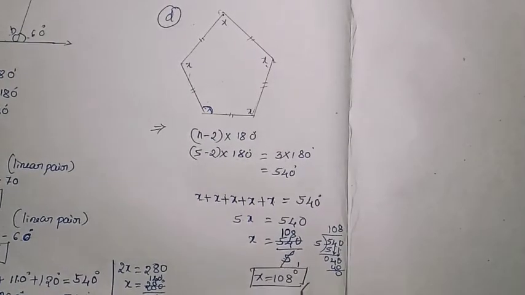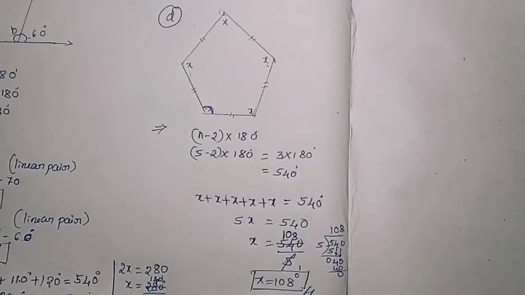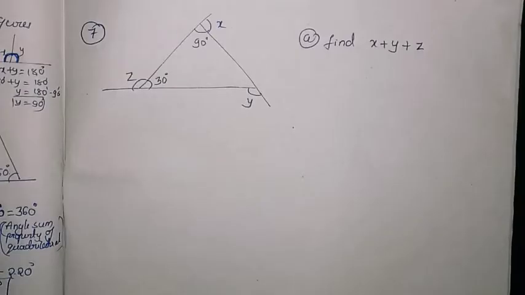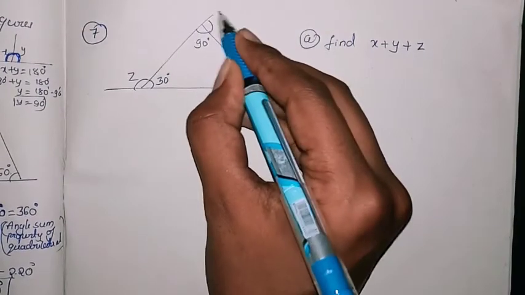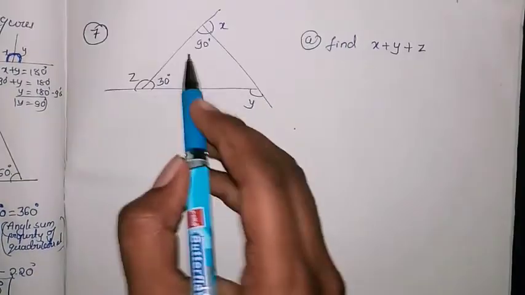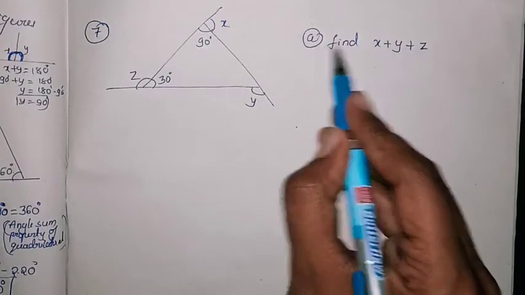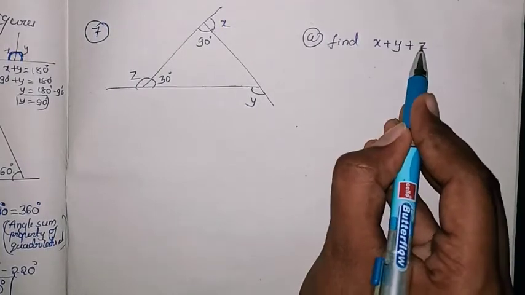So this is our fourth problem. In sixth class, exercise 4.1, the fourth problem we have solved. Just move on to our seventh one. In the seventh problem you observe they have given one figure. In that, observe the angles. What you have to find is the value of x plus y plus z.